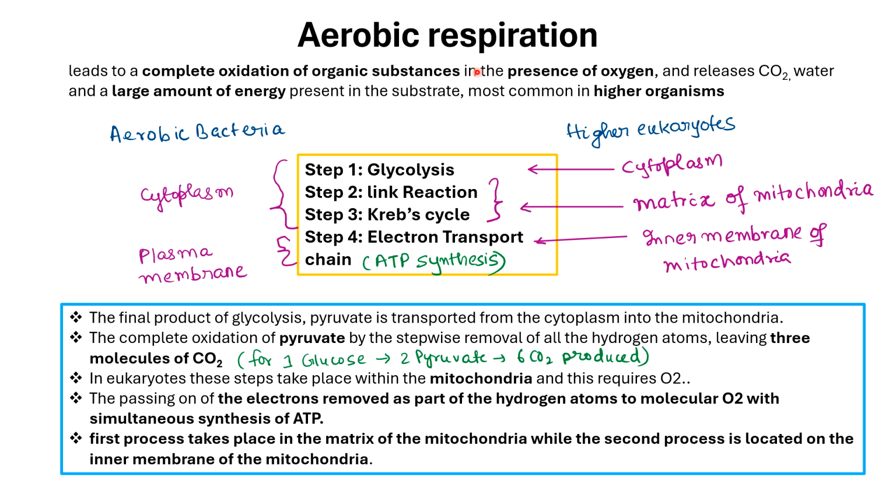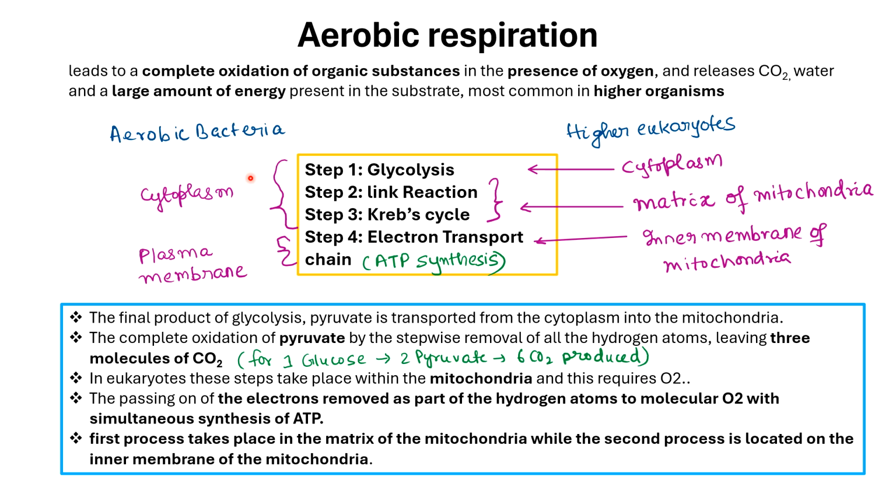Now, where is this aerobic respiration pathway seen? It is seen in the higher organisms. Essentially, aerobic respiration has 4 steps in it. The first step is glycolysis, which is a common pathway. Second, we have something called the link reaction. Third step is the Krebs cycle. Fourth is the electron transport chain, or the ATP synthesis step.